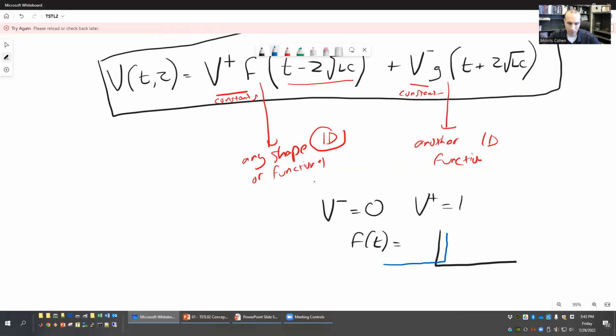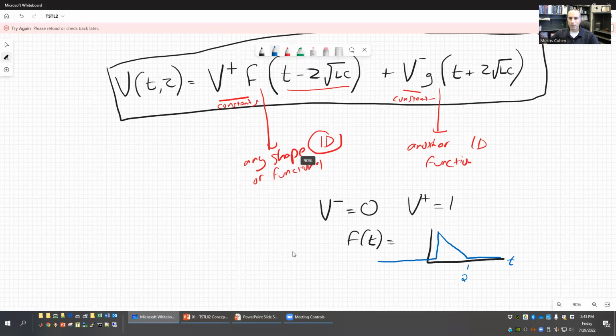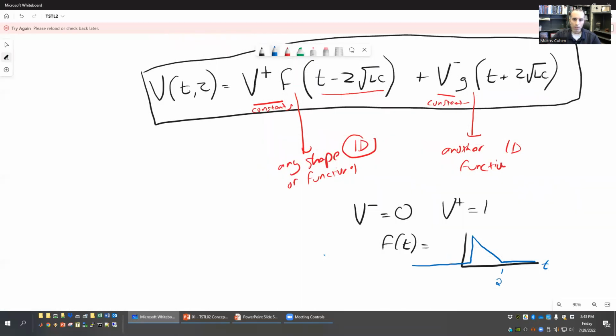It'll jump up, and then it'll ramp back down, and then flatline again. So this will be at t equals 2. Right, this is f of t. All right, so let's take a look at this equation and show why this is going to be a moving wave.